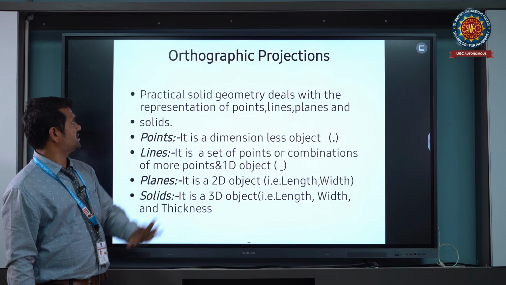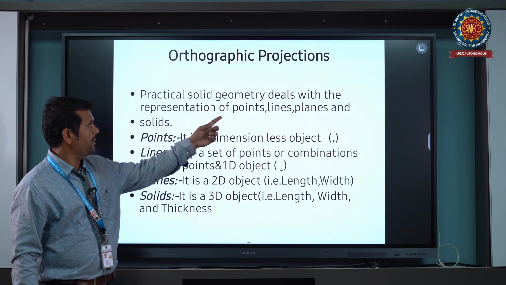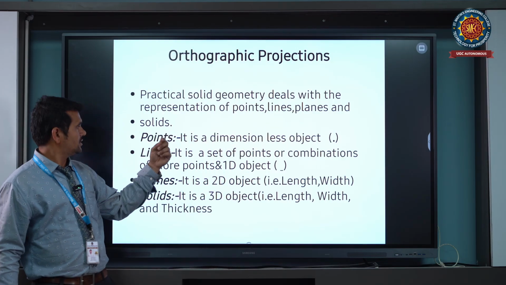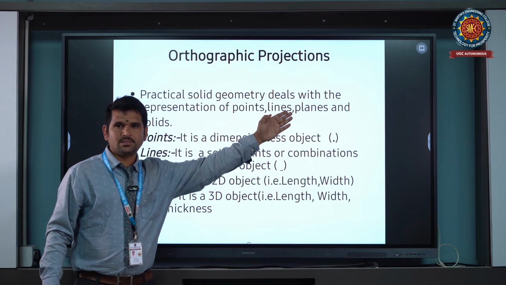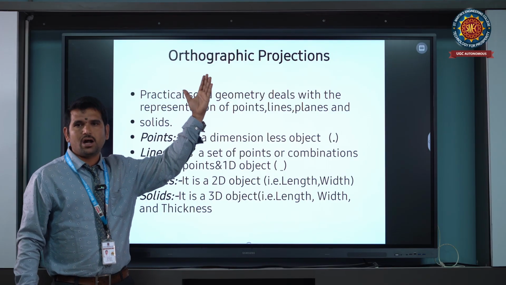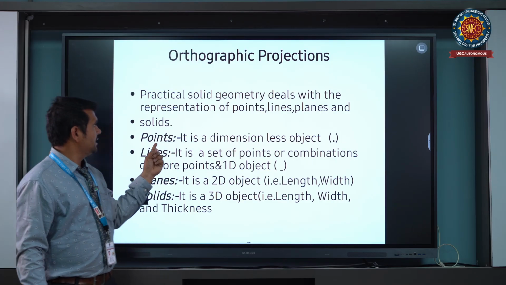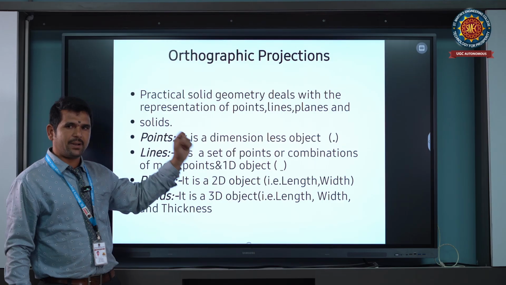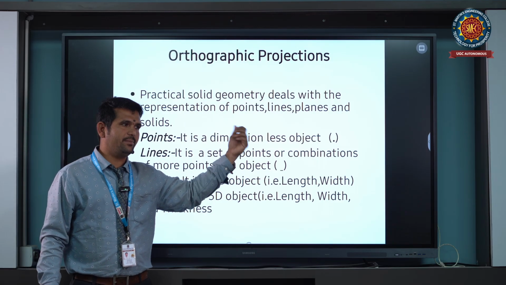Orthographic projections is geometry that deals with the representation of mainly points, lines, planes, and then solids. The combination of these points, lines, as well as planes, all together, we are going to call orthographic projections. In that, first of all, the points: a point is dimensionless. We generally represent it with a dot, a dot which is dimensionless.